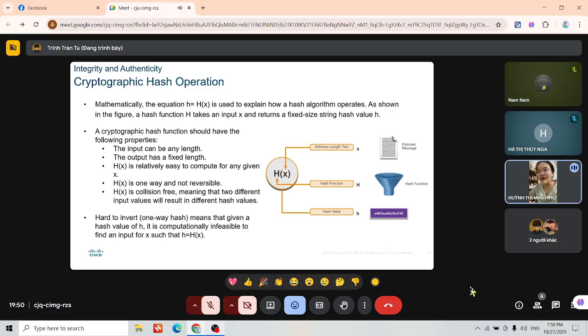H(x) is one way and not reversible. H(x) is collision free, meaning that two different input values will result in different hash values. Hash to inverse, one-way hash, means that given a hash value of h, it is computationally infeasible to find an input for it such that h = H(x). Next slide.